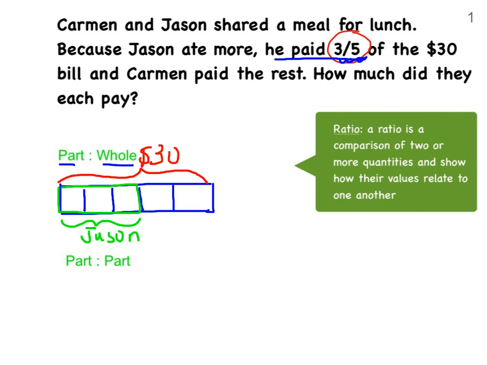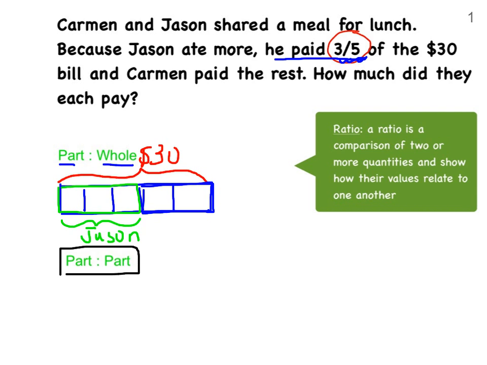So I'm going to take a look at a different model, and that's called the part-part model, or part-to-part. And we're going to compare the portion that Jason paid to the portion that Carmen paid. Well, you can see in the original model that if Jason paid 3 parts, then I think Carmen paid the other 2. So let's break up how we look at their work.